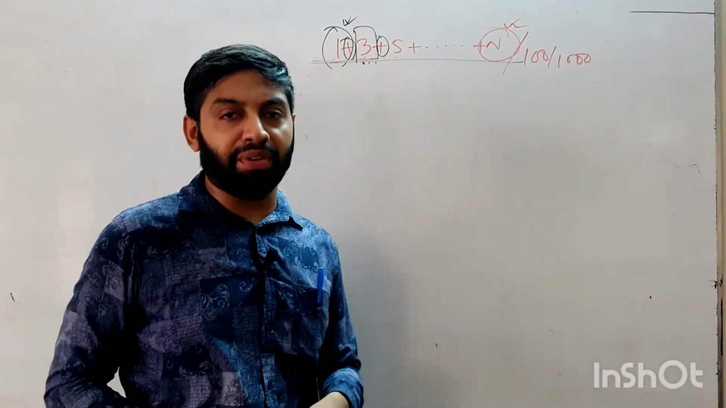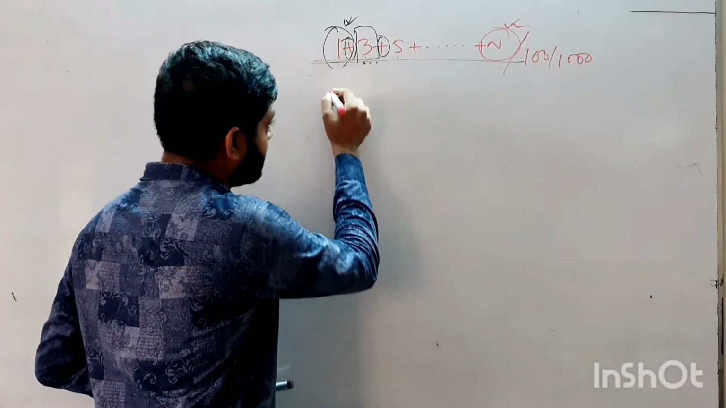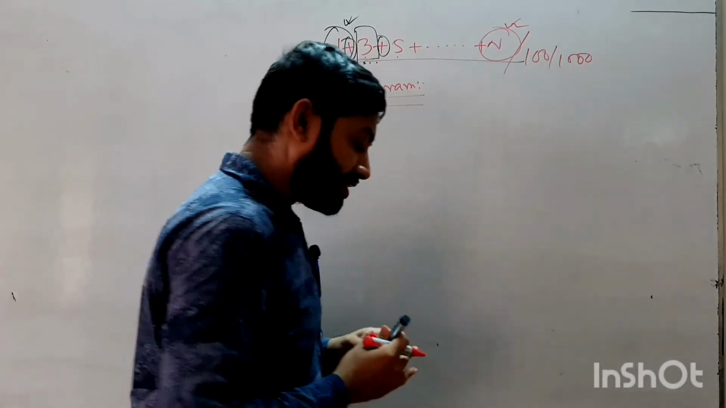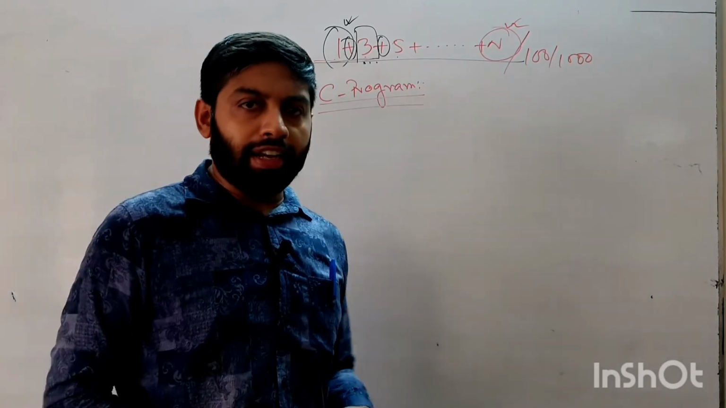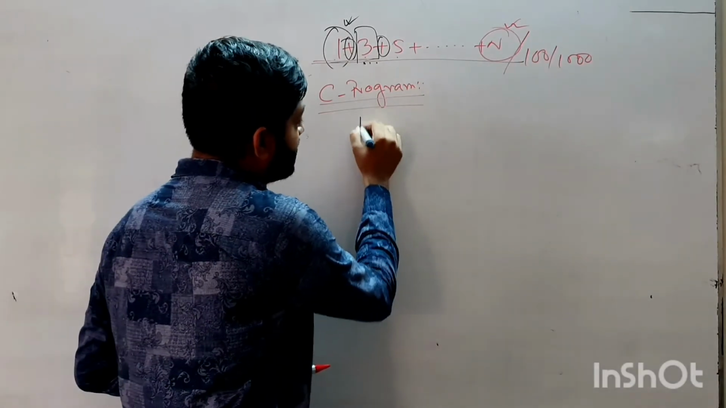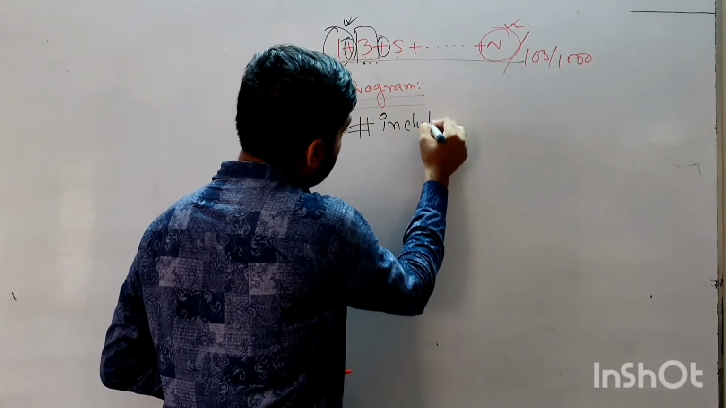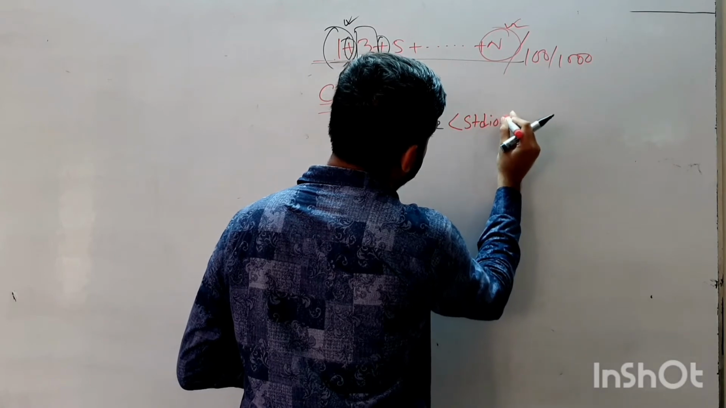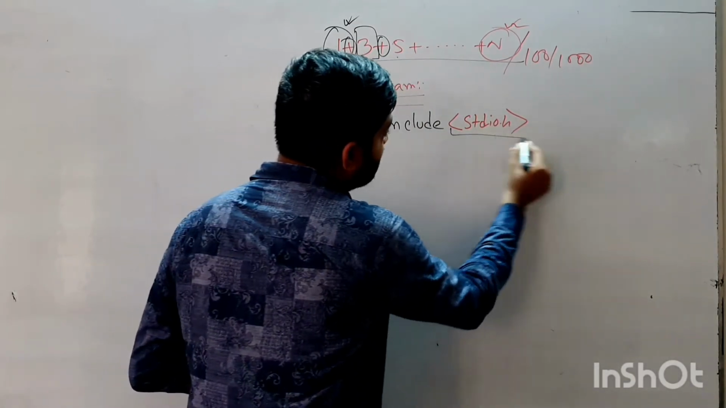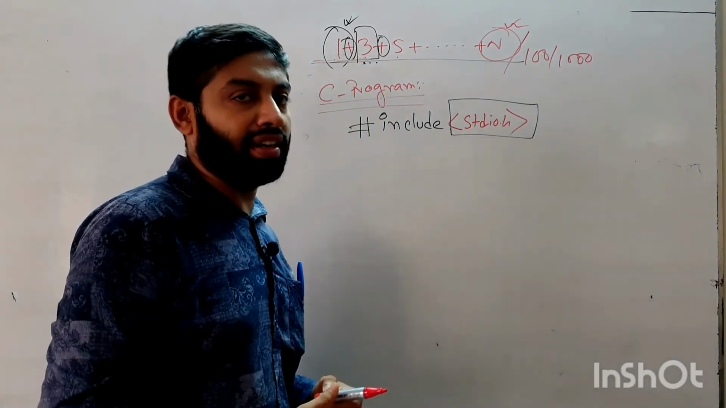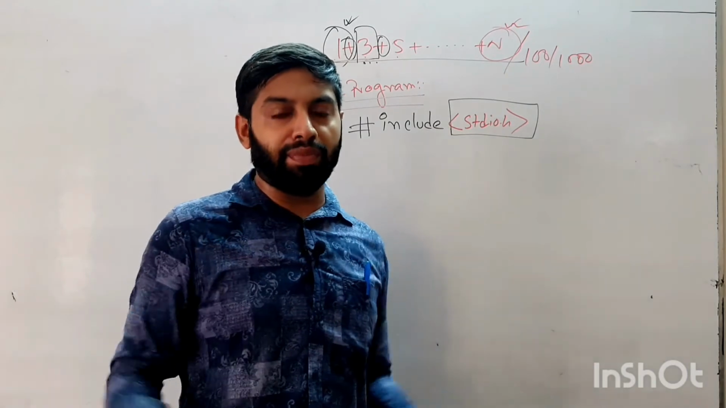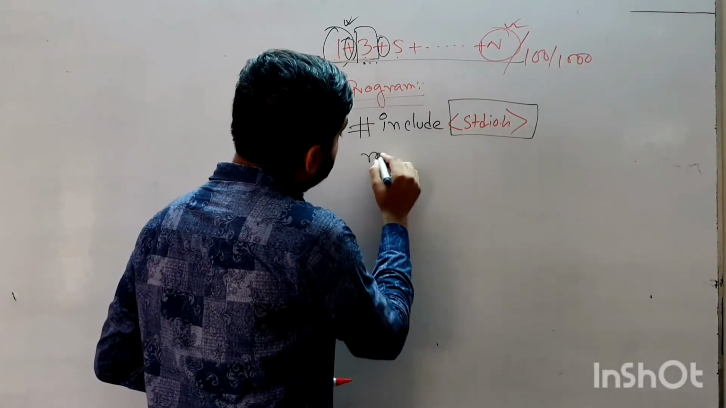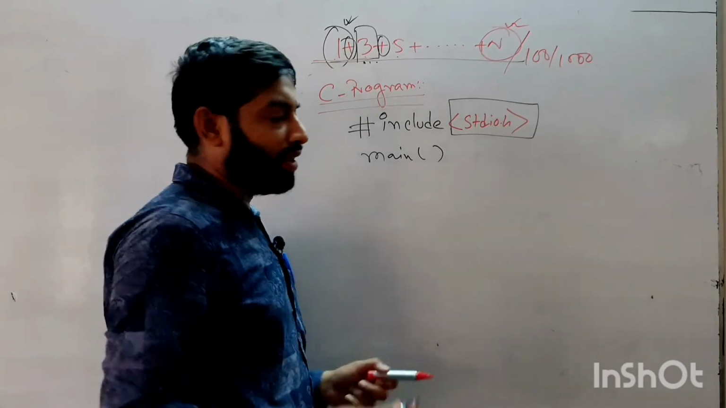Now I'm taking you to the C program, how we're going to do it for this series. So in the C program, first I have to include the header file. For this I take hashtag include stdio.h. That means the standard input output header file, because the functions we need are scanf and printf. After that we have to call the main function.